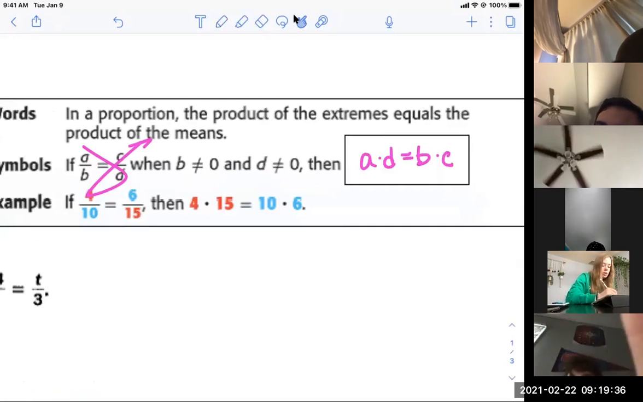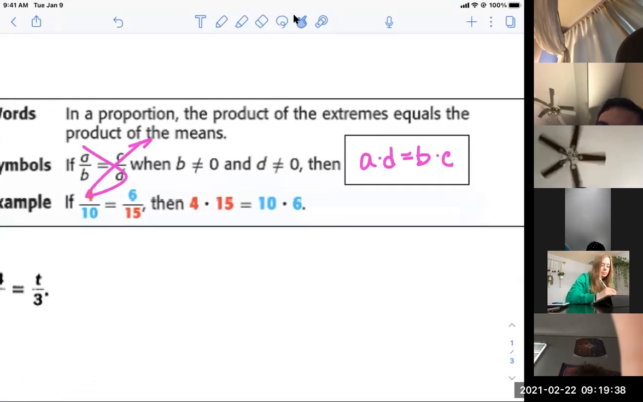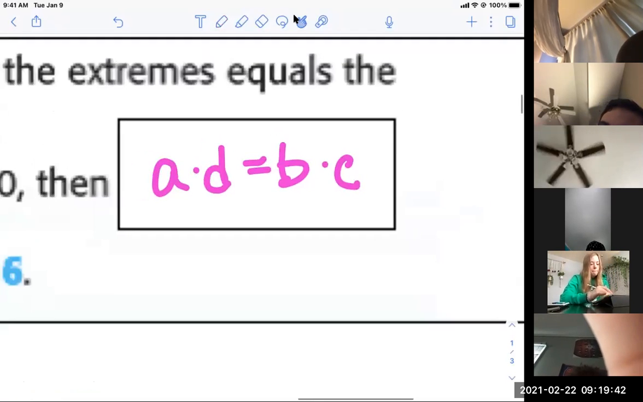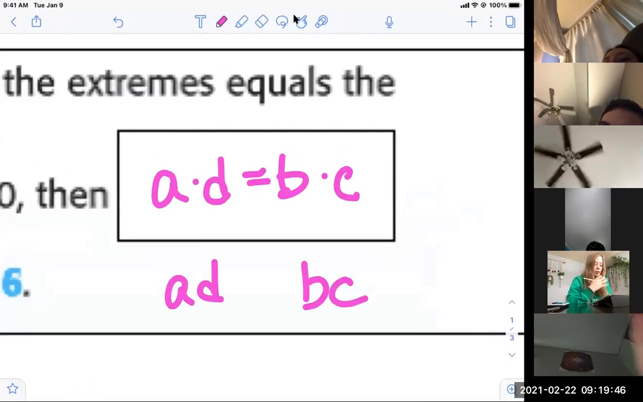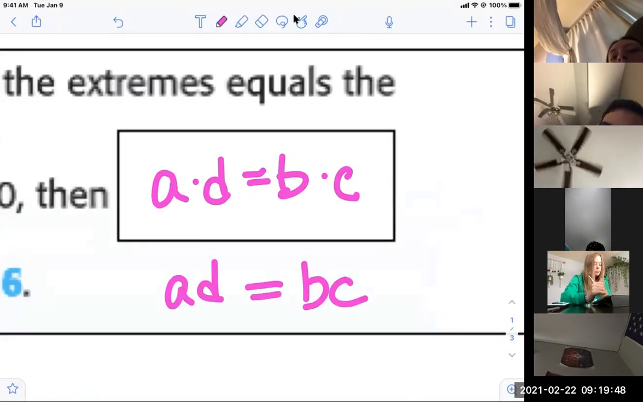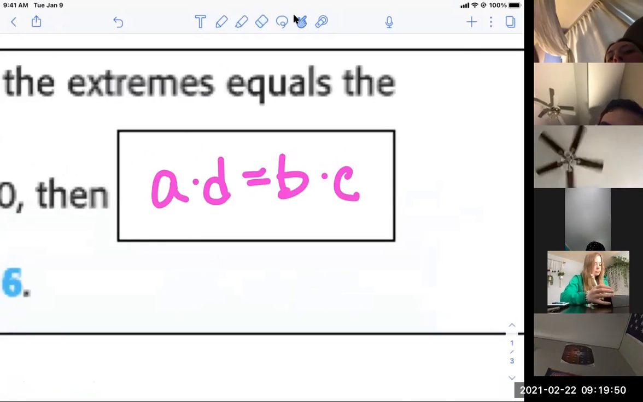Okay, now make sure that when you're cross multiplying, you're going from an equation to an equation. I want to see that equal sign there. I don't want you to just do AD and BC and not have that equal. You have to have an equal sign for it to be an equation.